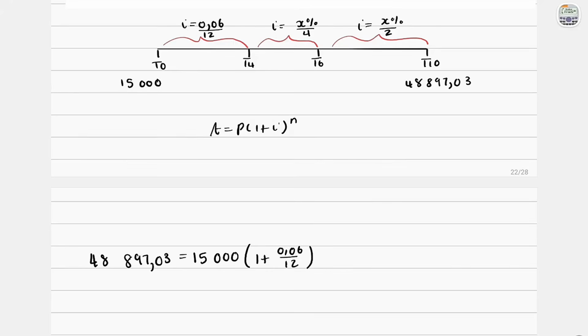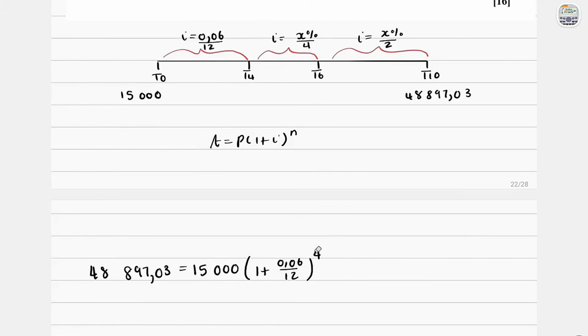And this lasts for how long? From T0 to T4, which is 4 years. Okay, but remember that this is 4, but you need to multiply it still by 12. The reason is it's compounded monthly now. So you need to ensure that this is in terms of months, okay? And it earns interest every month. And then we'll say multiplied by, and what do we have?